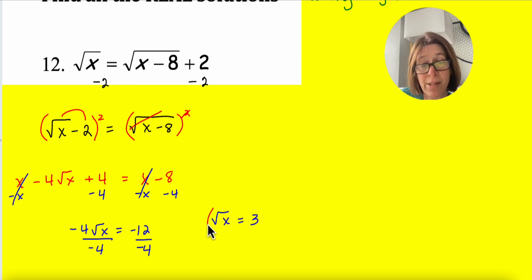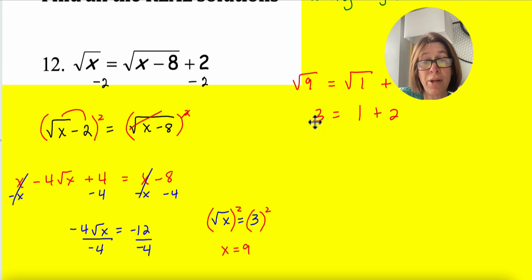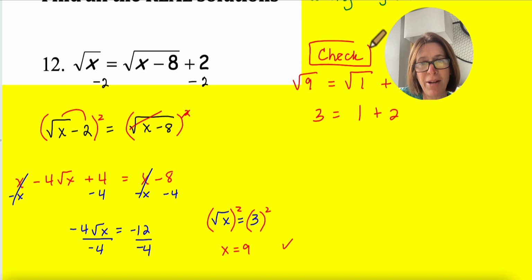And then you square both sides. So x equals 9. Then you check your answer. The square root of 9, does it equal the square root of 1 plus 2? The square root of 1 is 1. Square root of 9 is 3. The answer works. And if you could help me out by writing check above it so I know that that's what you did, that would be helpful.